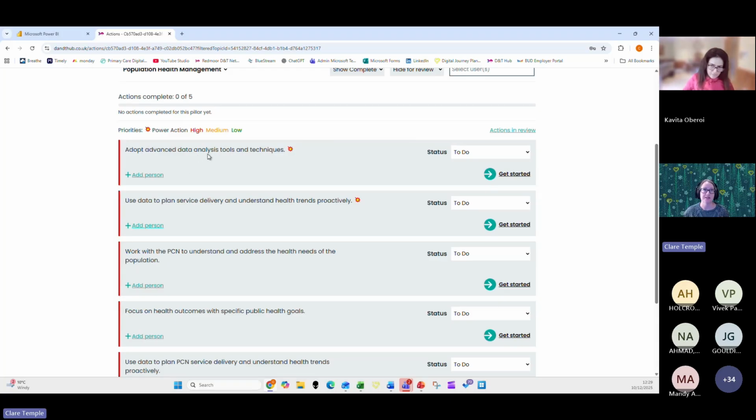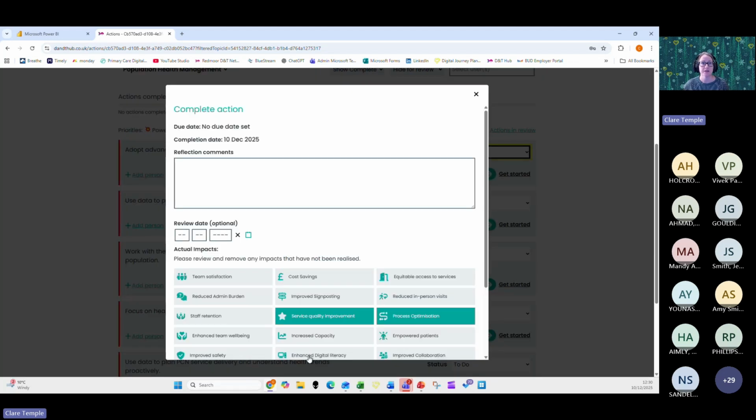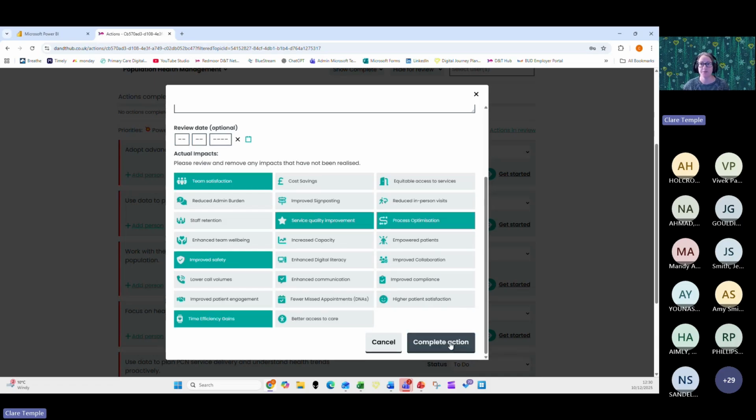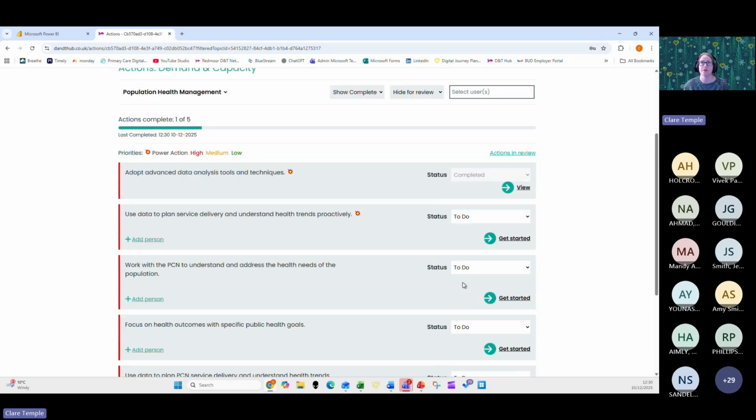So adopt advanced data analysis tools and techniques, which if you have the Oberoi tool and others, you will be able to press complete. You can write some reflection comments, a review date, and you can pick what you think this has had an impact on in your practice. So these all relate to modern general practice access, capacity and access, and then we will complete the action. And you can see here I've moved from developing to that middle section there, just from answering those questions.